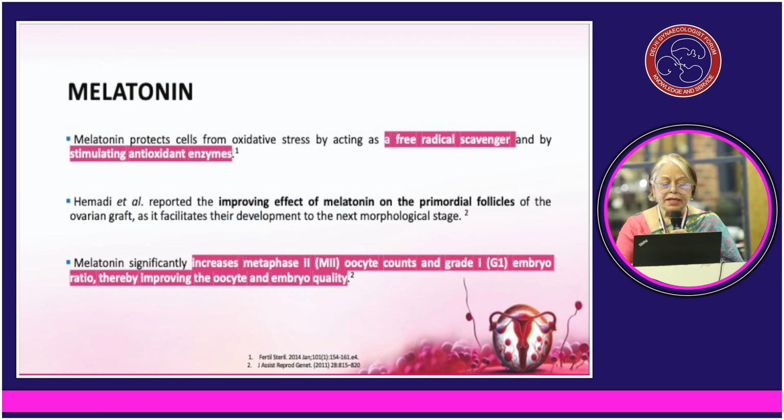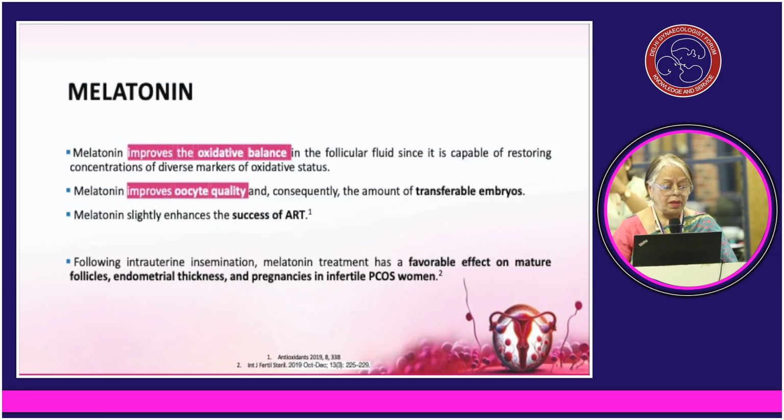Starting with melatonin. It is a free radical scavenger. So it's like a guard which removes all the free radicals. And it increases the metaphase 2 oocyte count. I just mentioned the meiotic division and the arrest which leads to poor quality. So the presence of melatonin increases the oocyte count, and obviously then there is more grade 1 embryo formation. It improves the oocyte quality, it also improves the oxidative balance, and when it is used in IUI cycles, it has a favorable effect not only on the follicle but also on the endometrial thickness.